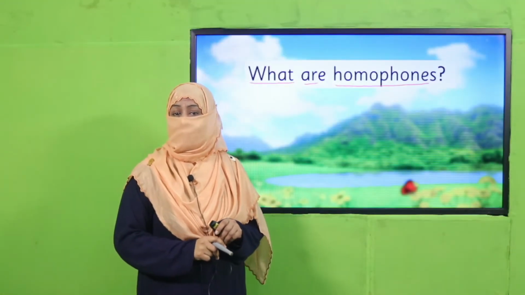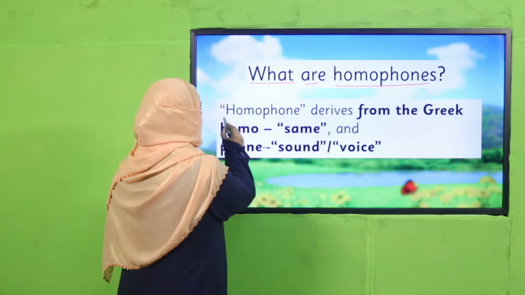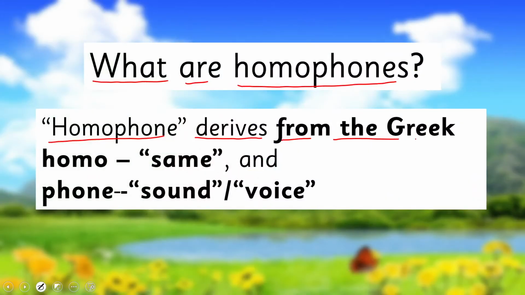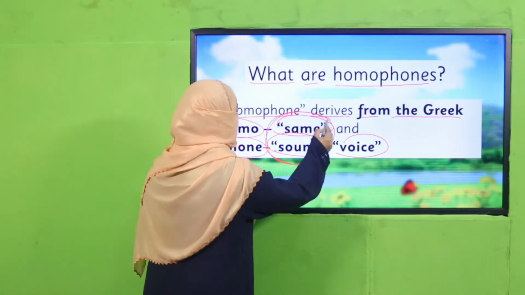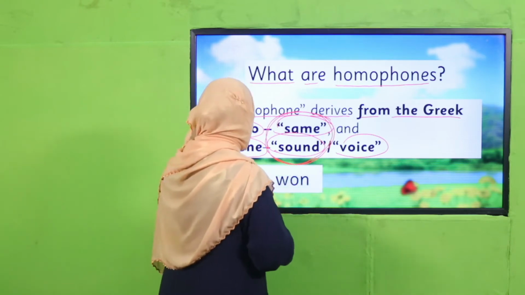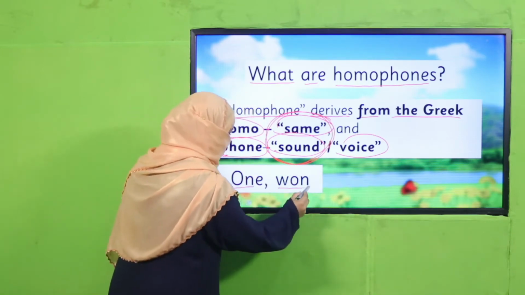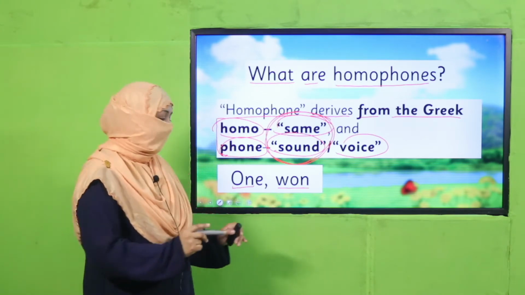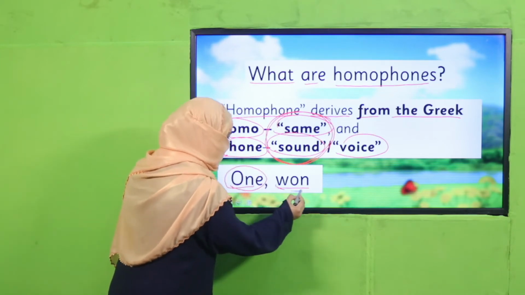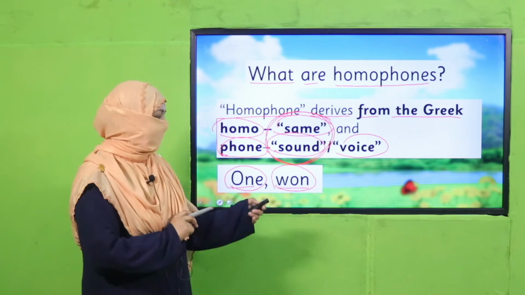Yes, my dear children, I hope you could recall that homophone, this word has been derived from the Greek homo, which means same, and phone, which means sound or voice. So together, homophone means same sound. Okay? It means if two words have same sound, they are homophones. For example, one and one. Now you see, when we say these two words, they sound same, one and one, but they are different. Their spellings, their meanings, and their use is different.